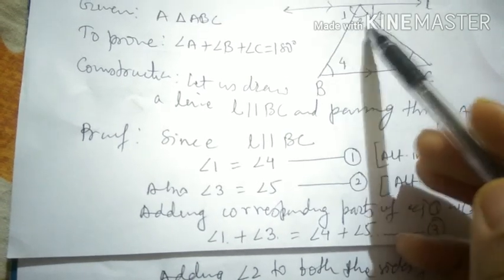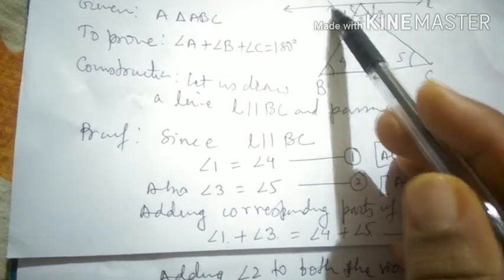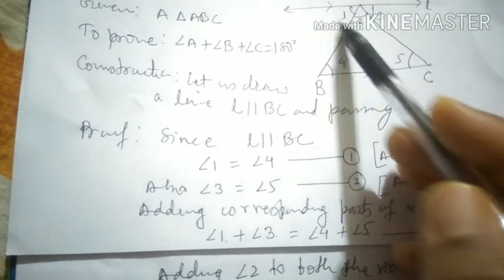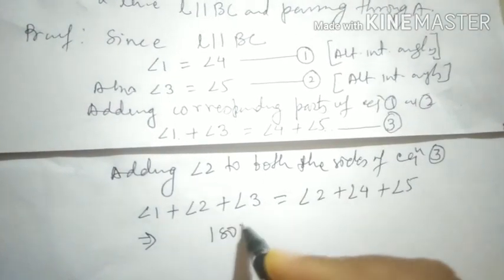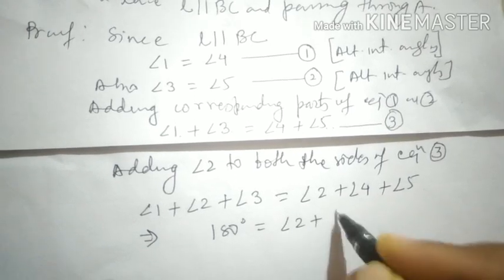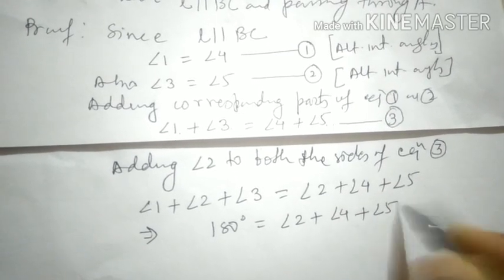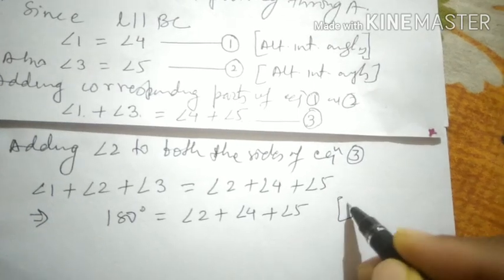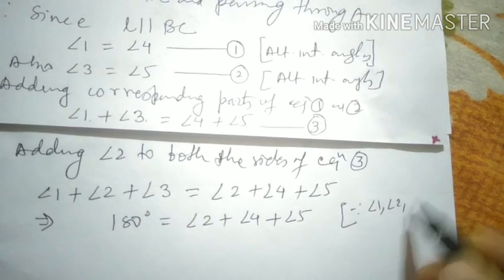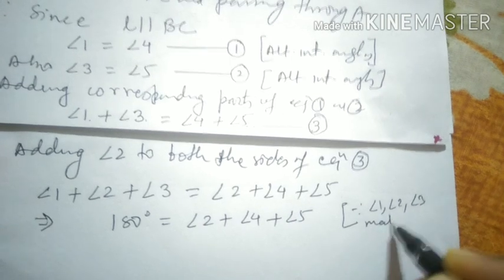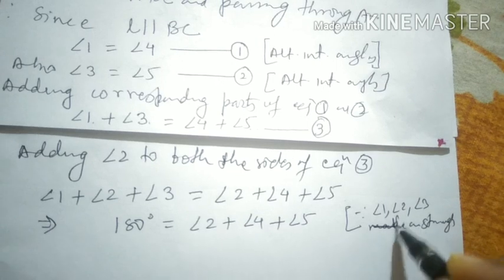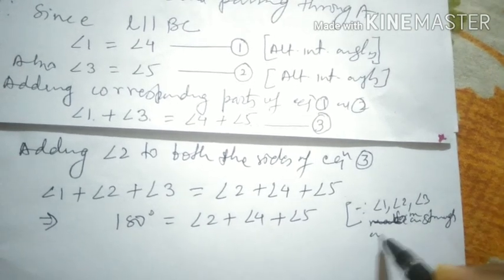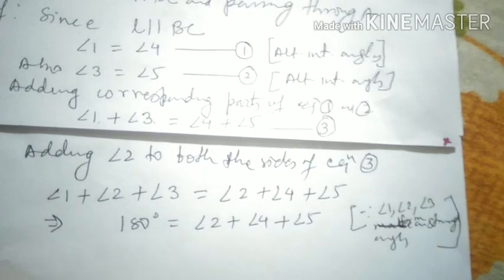Angles 1, 2 and 3 make a straight angle, and the measurement of a straight angle is 180 degrees. So we say that 180 degrees equals angle 2 plus angle 4 plus angle 5. The reason is that angle 1, angle 2 and angle 3 form a straight angle.